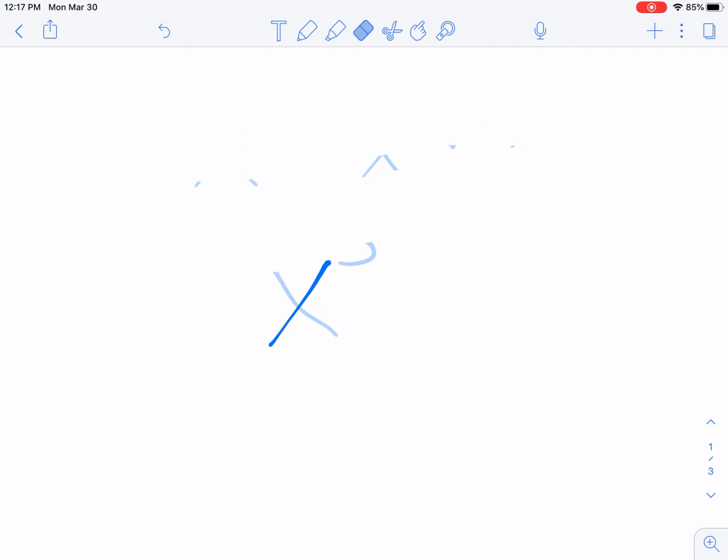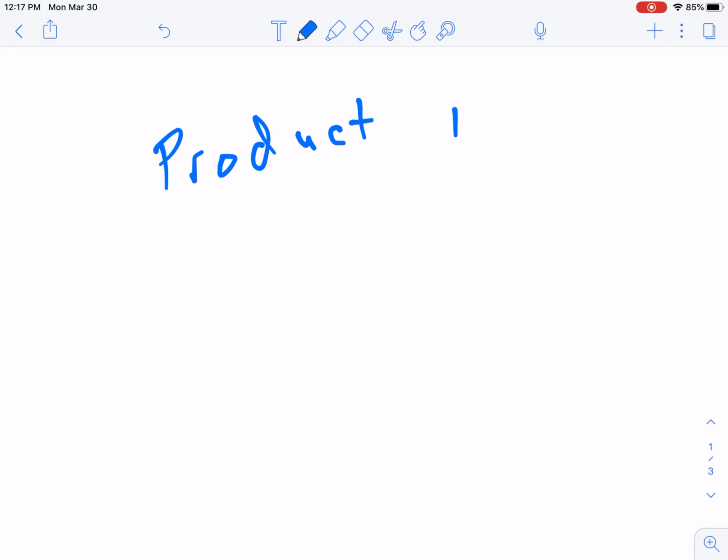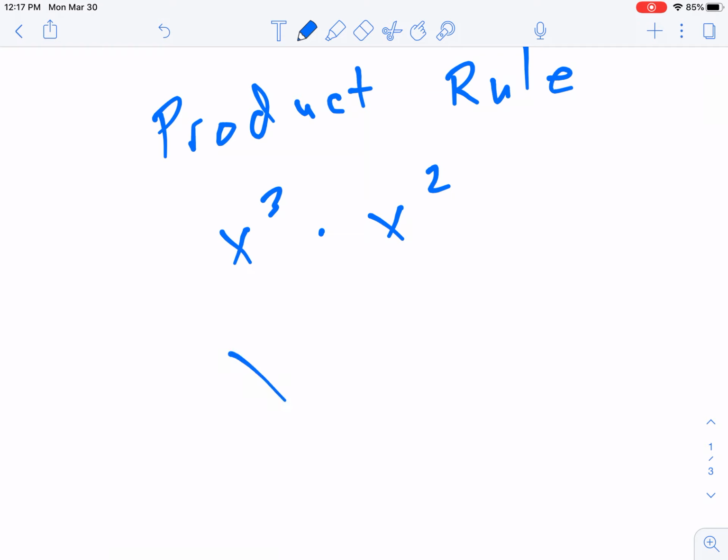So today we'll be looking at a rule called the product rule. The product rule basically says that if you have things that have the same base, for example, x to the third times x to the second, we can simply keep the base and do 3 plus 2, and that will give us x to the fifth.